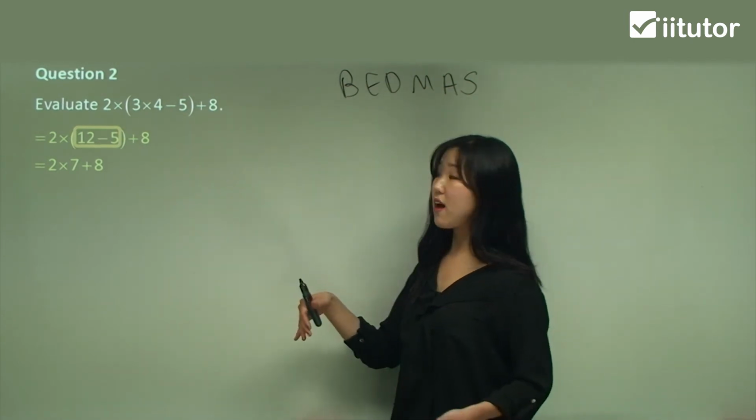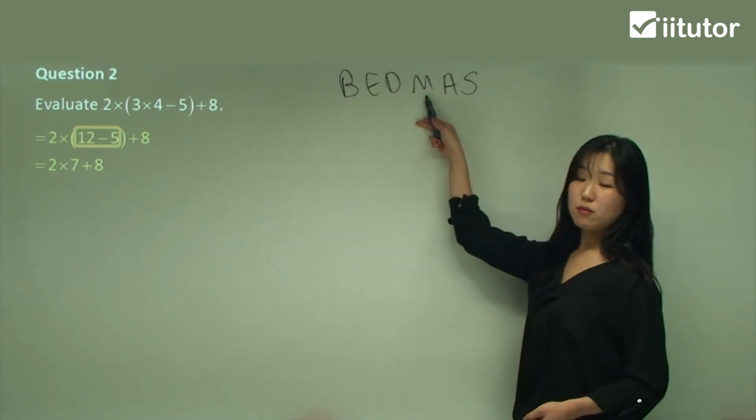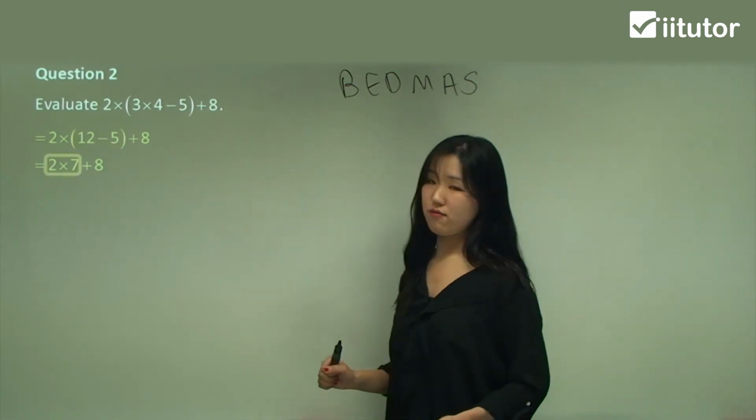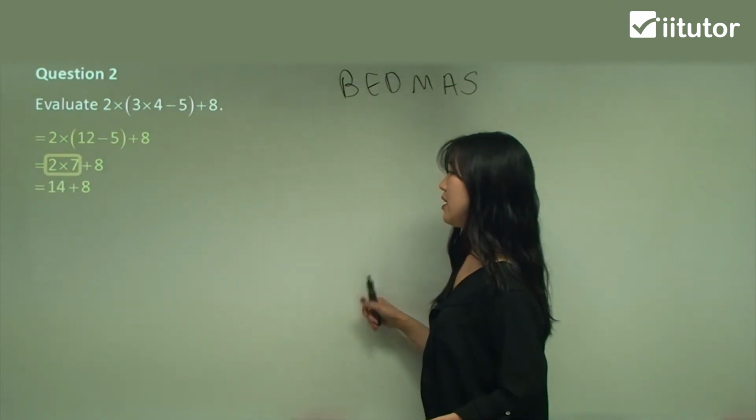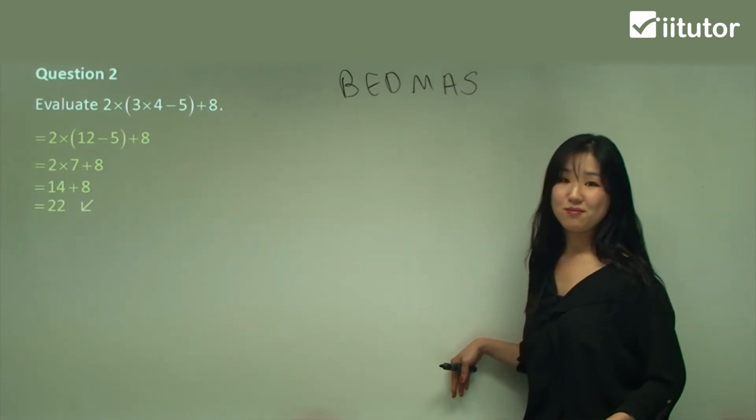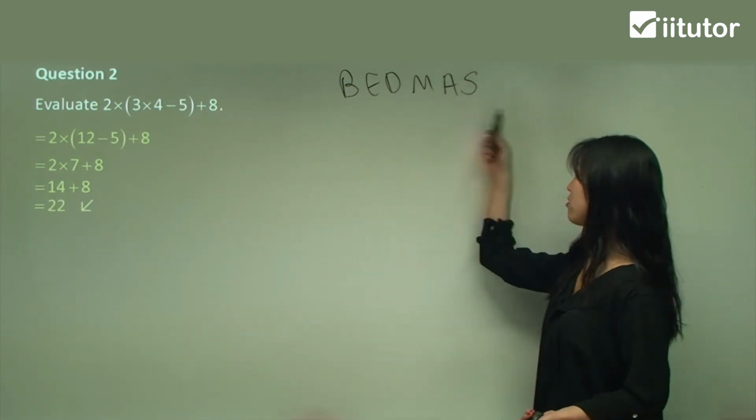Which one comes first, guys? The M comes before the A, so we do multiplication first. So 2 times 7 is 14, and then just add it together, you get 22. It's very simple, isn't it? As long as you follow this order.